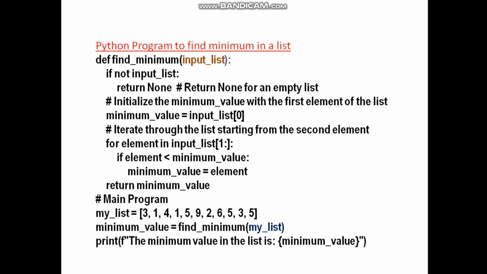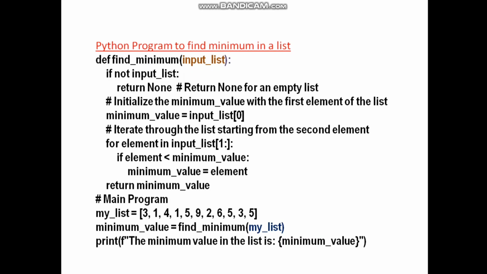Here also my list name is my_list, and these are all the list elements. I am calling a function called find_minimum, and I am passing the entire my_list as the actual argument, and that will be assigned to the formal argument. Here, "if not input_list", I am again checking for an empty list. If it is an empty list, it will return the None value.